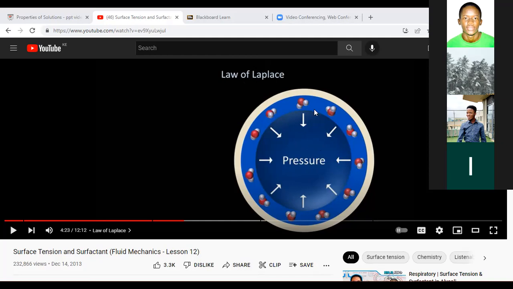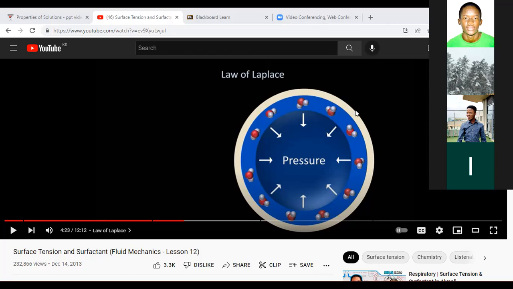Now, from the law of Laplace, we say that if the radius is small, you will find that the tension tends to be very high, because the pressure here that has to oppose that will be equal to twice the surface tension divided by the radius. So if the radius is very small, twice the tension will be very high. And for that reason, you really need to put a lot of pressure against that water film to prevent it from falling down to the middle.